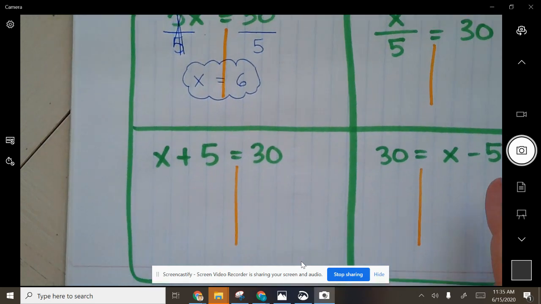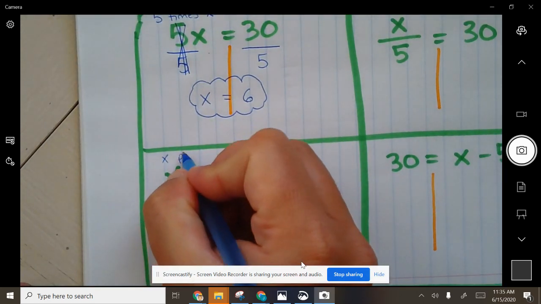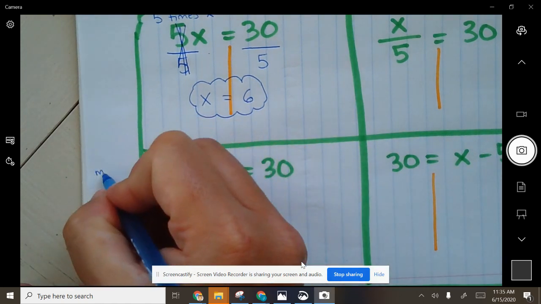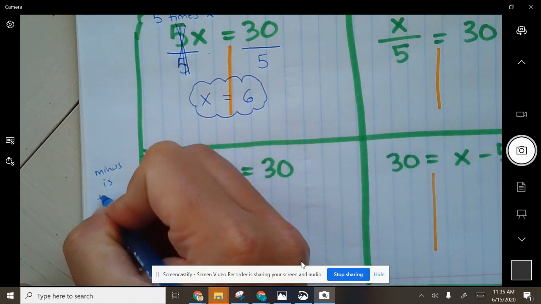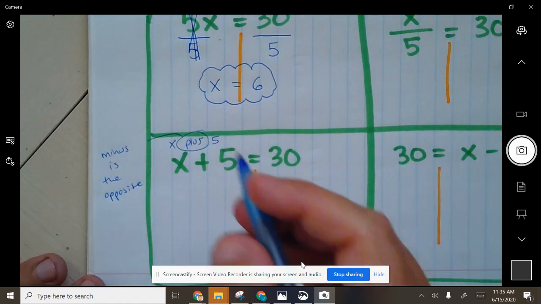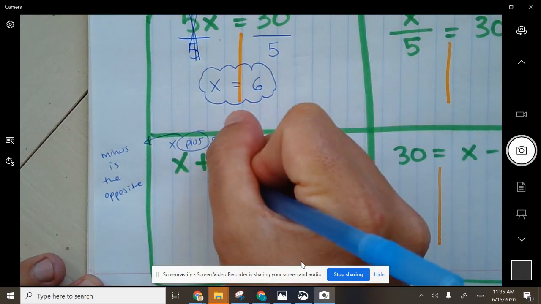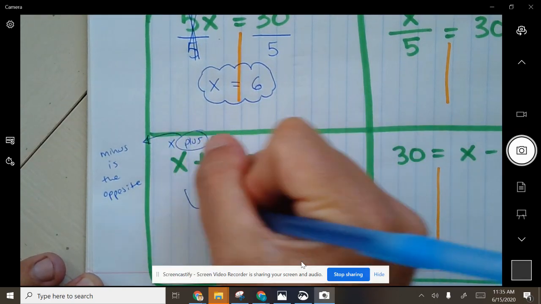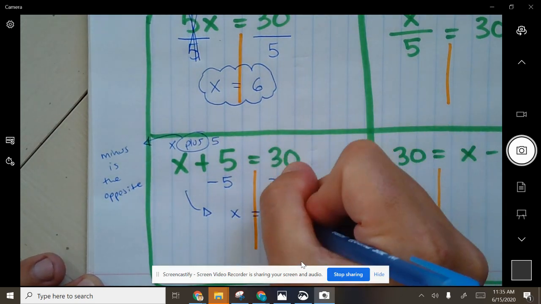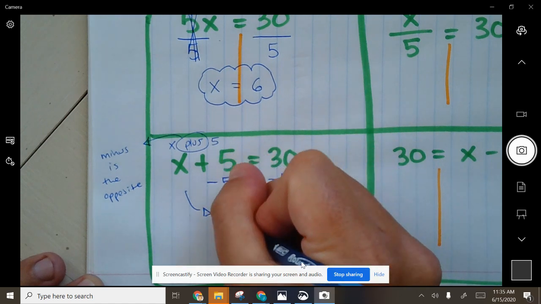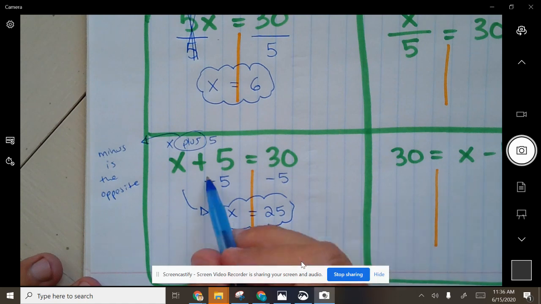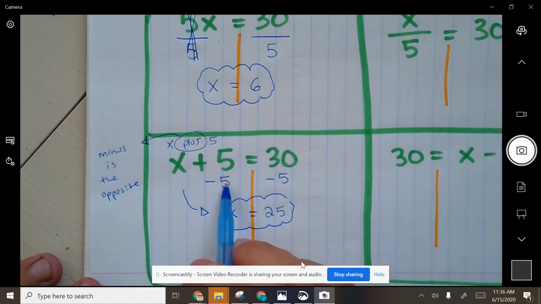All right, down here, x plus 5. Well, what's the opposite of plus? Minus is the opposite, so we're going to go ahead and subtract 5 from both sides. This is going to be x equals 30 minus 5, 25. Okay. Plus 5, to move it on over, you got to subtract 5.